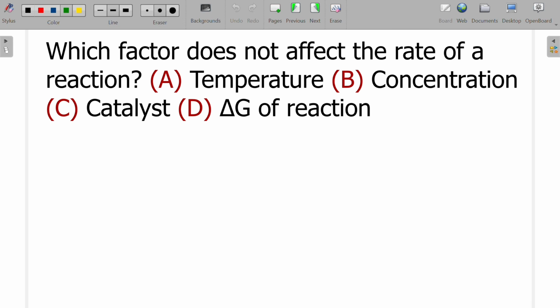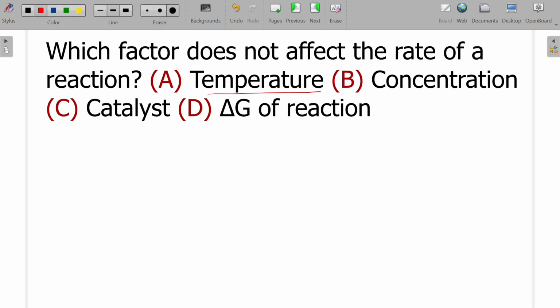Let's move to the next one. Which factor does not affect the rate of a reaction? A, temperature, B, concentration, C, catalyst, and D, delta G, which is Gibbs free energy.